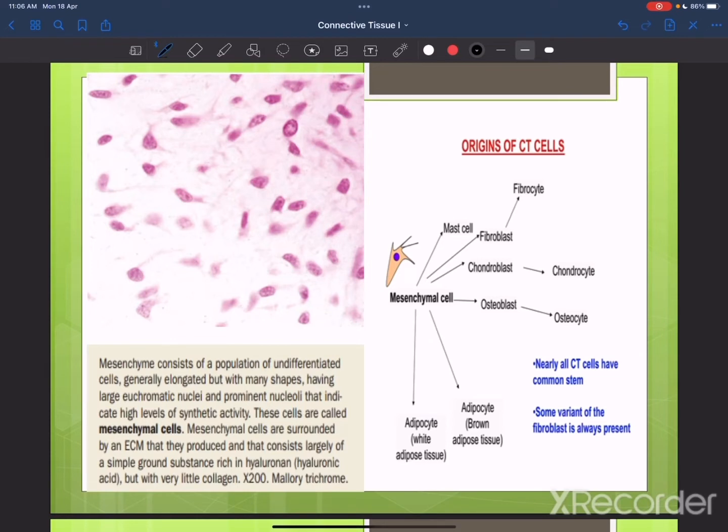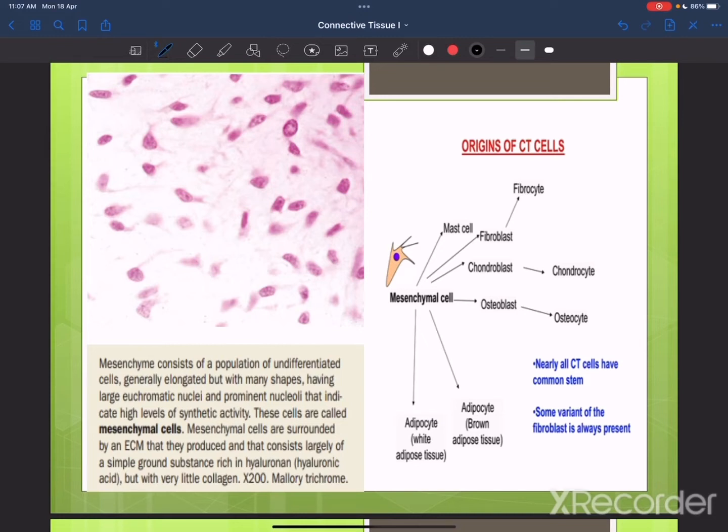The mast cell originates from the hematopoietic tissue, so not from the mesenchymal cell.